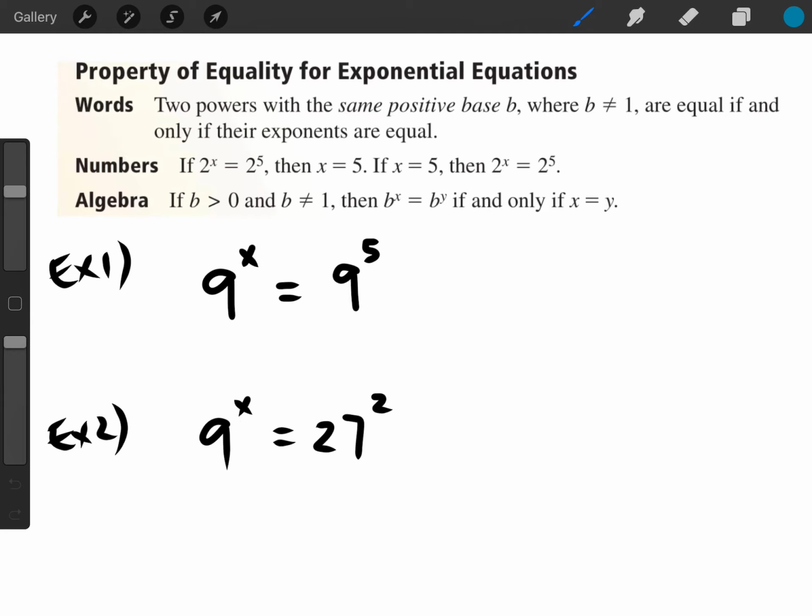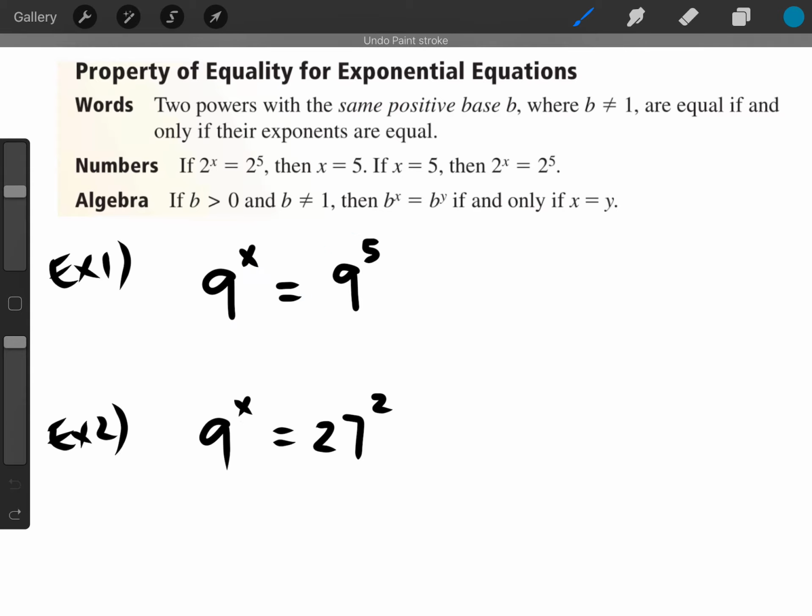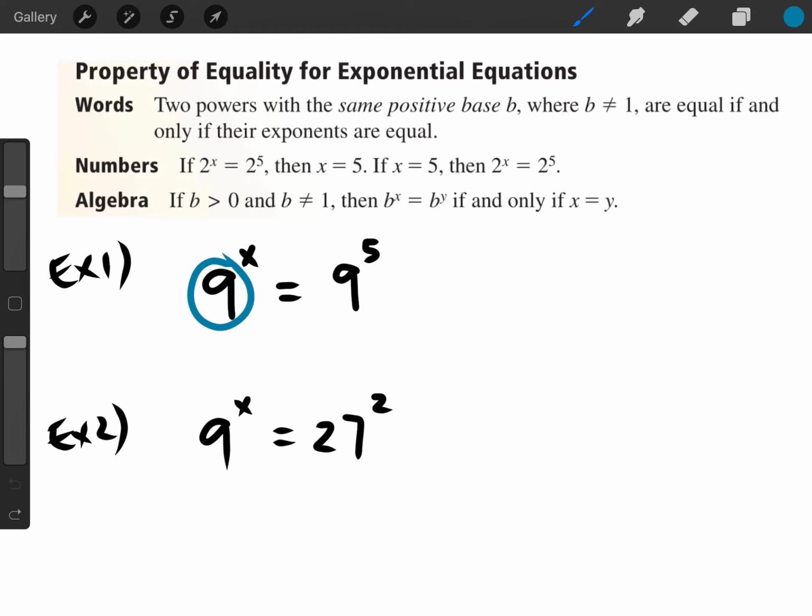So on here, when you're given two exponential expressions set equal to each other, if they have the same base, so for example, for example number 1, you have the base of 9 on both expressions, you can just go ahead and compare the exponents. So x equals 5 in this case.